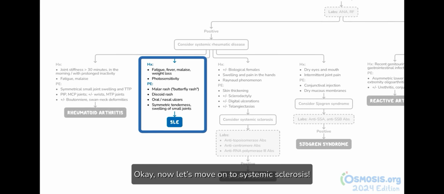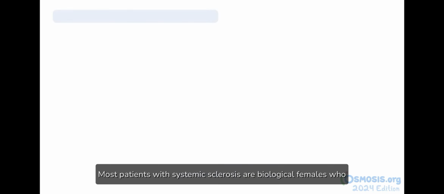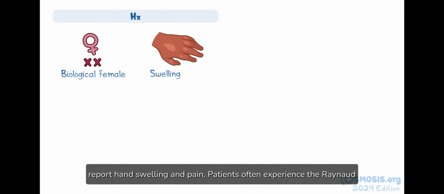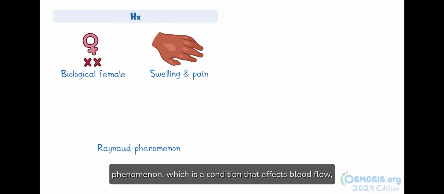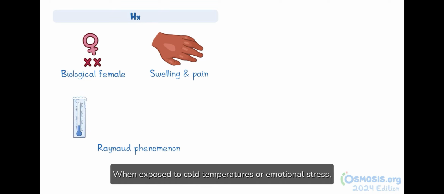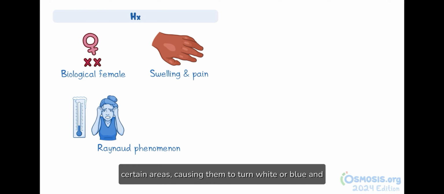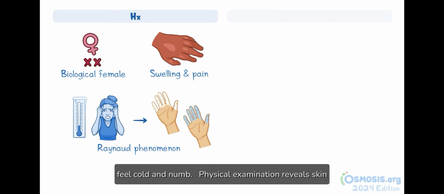Okay, now let's move on to systemic sclerosis. Most patients with systemic sclerosis are biological females who report hand swelling and pain. Patients often experience the Raynaud phenomenon, which is a condition that affects blood flow, usually in the fingers and toes. When exposed to cold temperatures or emotional stress, the blood vessels narrow, leading to reduced blood supply to certain areas, causing them to turn white or blue and feel cold and numb.